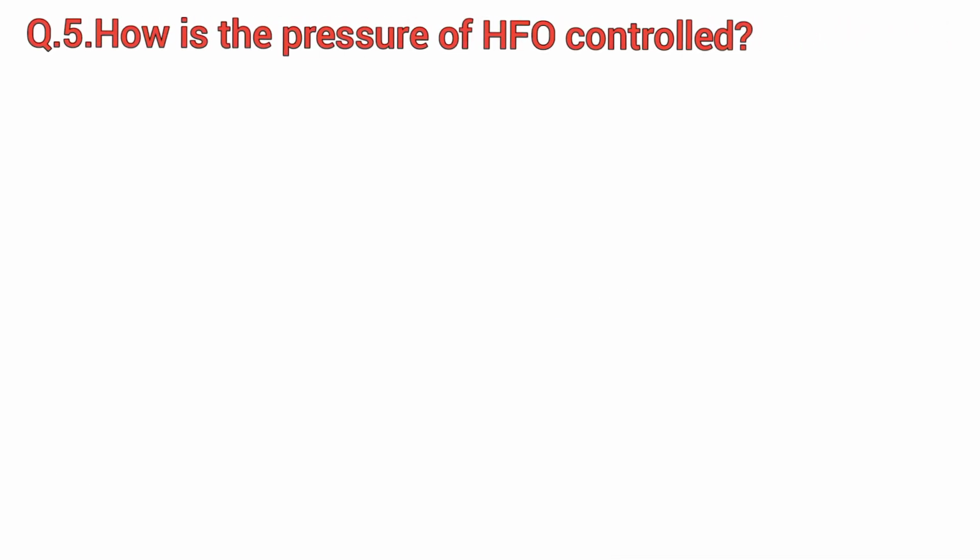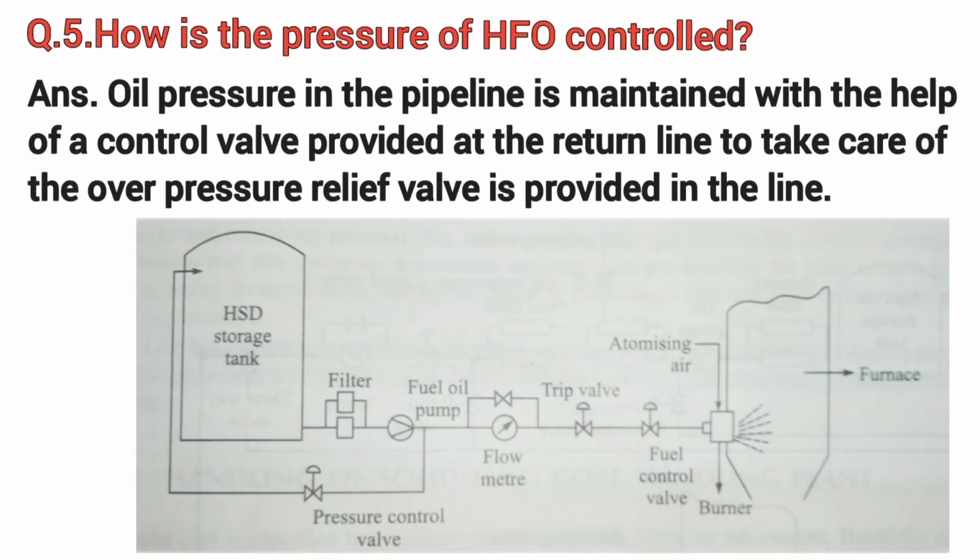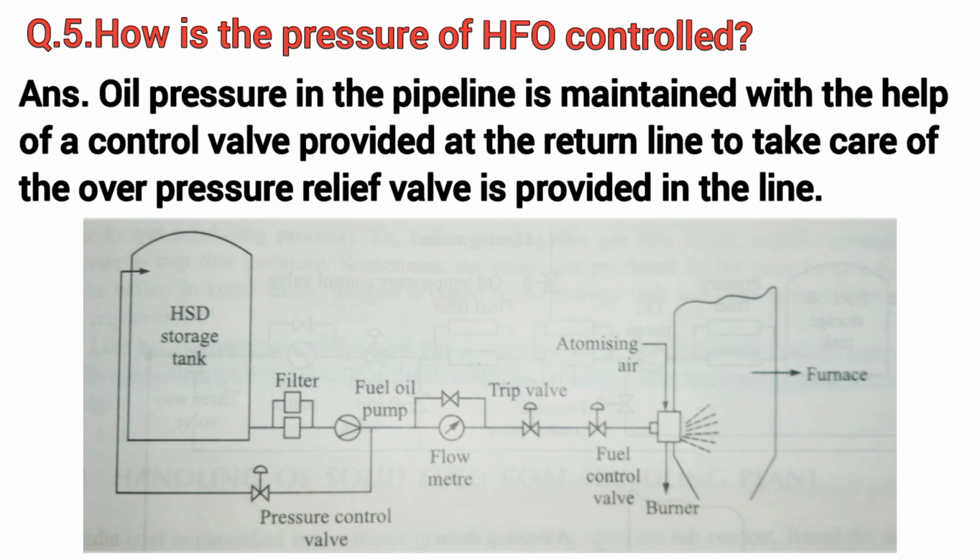How is the pressure of HFO controlled? Oil pressure in the pipeline is maintained with the help of a control valve provided at the return line. To take care of the overpressure, a relief valve is provided in the line.